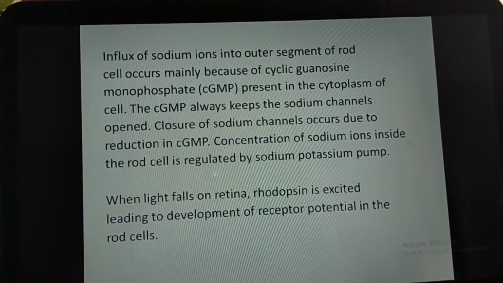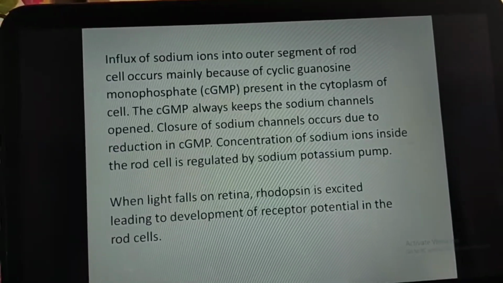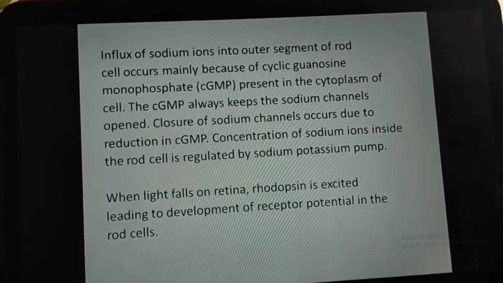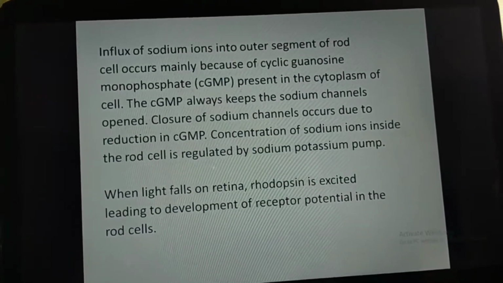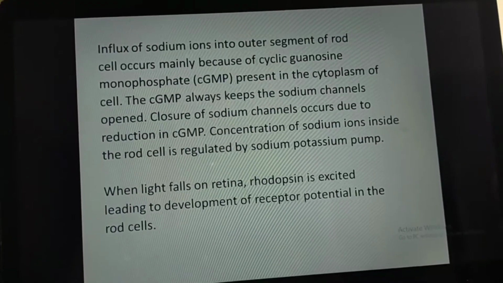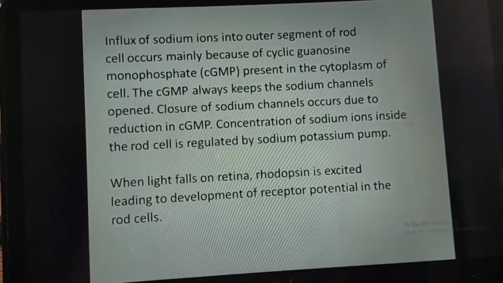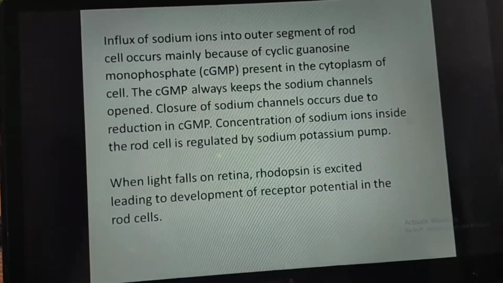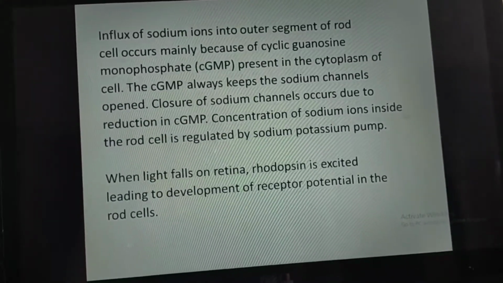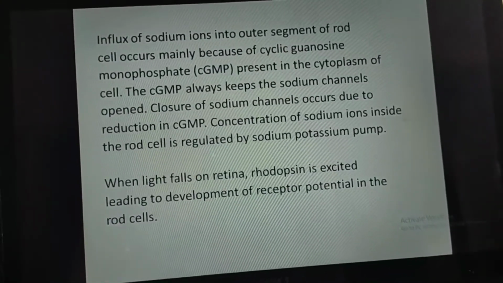Influx of sodium ions into the outer segment of the rod cell occurs mainly because of cyclic guanosine monophosphate, called cGMP, present in the cytoplasm of the cell. The cGMP always keeps the sodium channels open. Closure of sodium channels occurs due to the reduction of cGMP. The concentration of sodium ions inside the rod cell is regulated by the sodium-potassium pump. When light falls on the retina, rhodopsin is excited, leading to development of receptor potential in the rod cell.